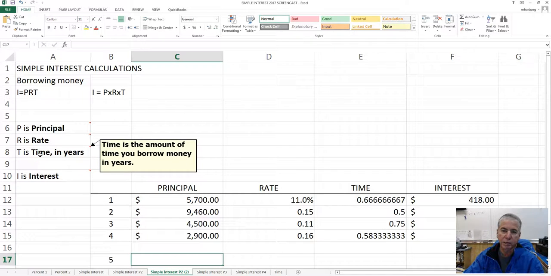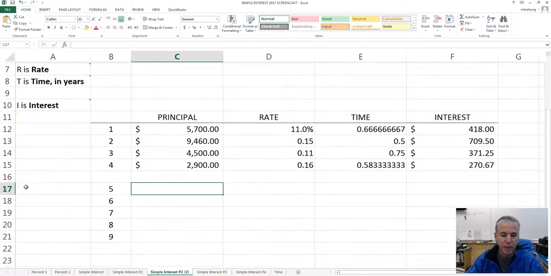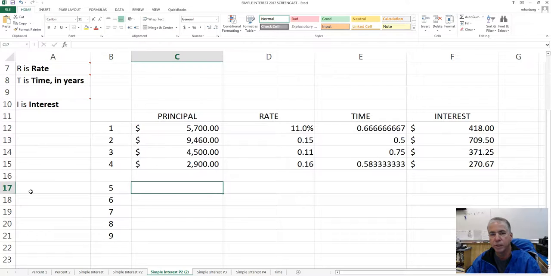And so we had some practice converting time, such as months, into years. And then I, of course, is the interest, the amount of money that must be paid back based on a particular interest rate and a factor of the amount of time that you actually borrow that money. So today in this lesson, what we want to do is expand on the simple interest formula by introducing a new term known as maturity value. Maturity value is the total amount that must be paid back when money is borrowed.